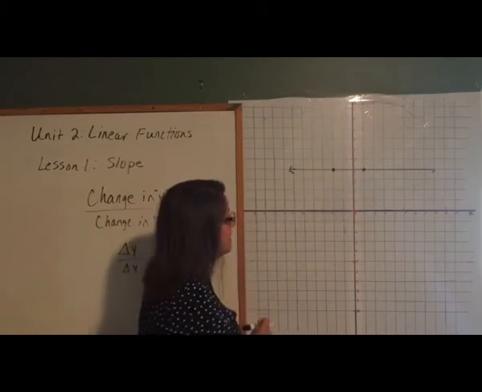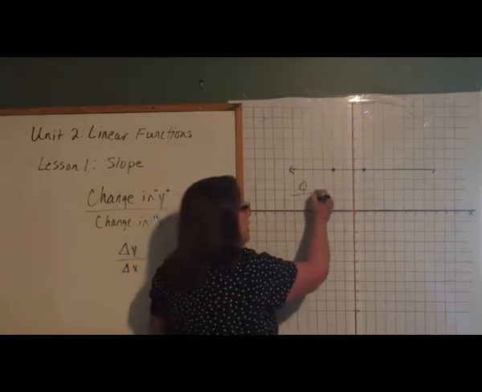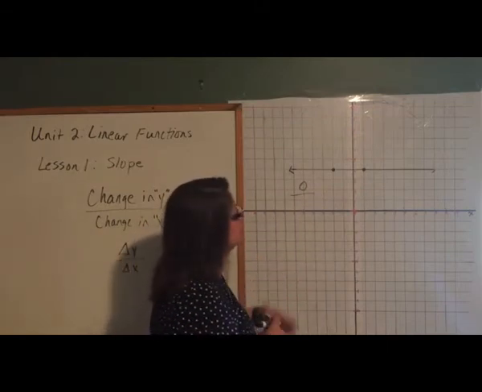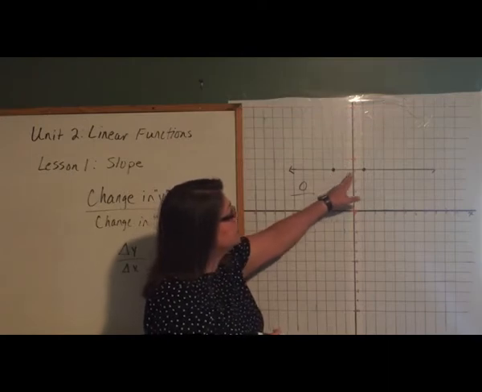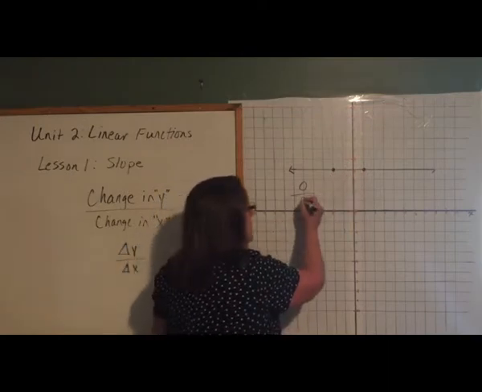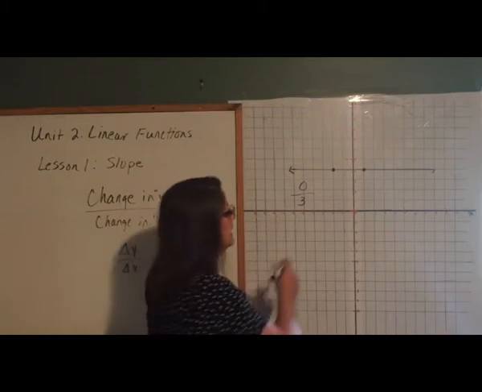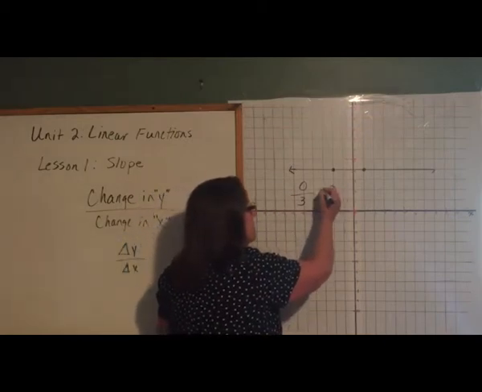So my rise here is going to be 0. I don't have to move anywhere to get level with the next point. And then my run is 1, 2, 3 for that one. So my run is 3. So if you simplify that fraction, 0 over anything is going to be 0.